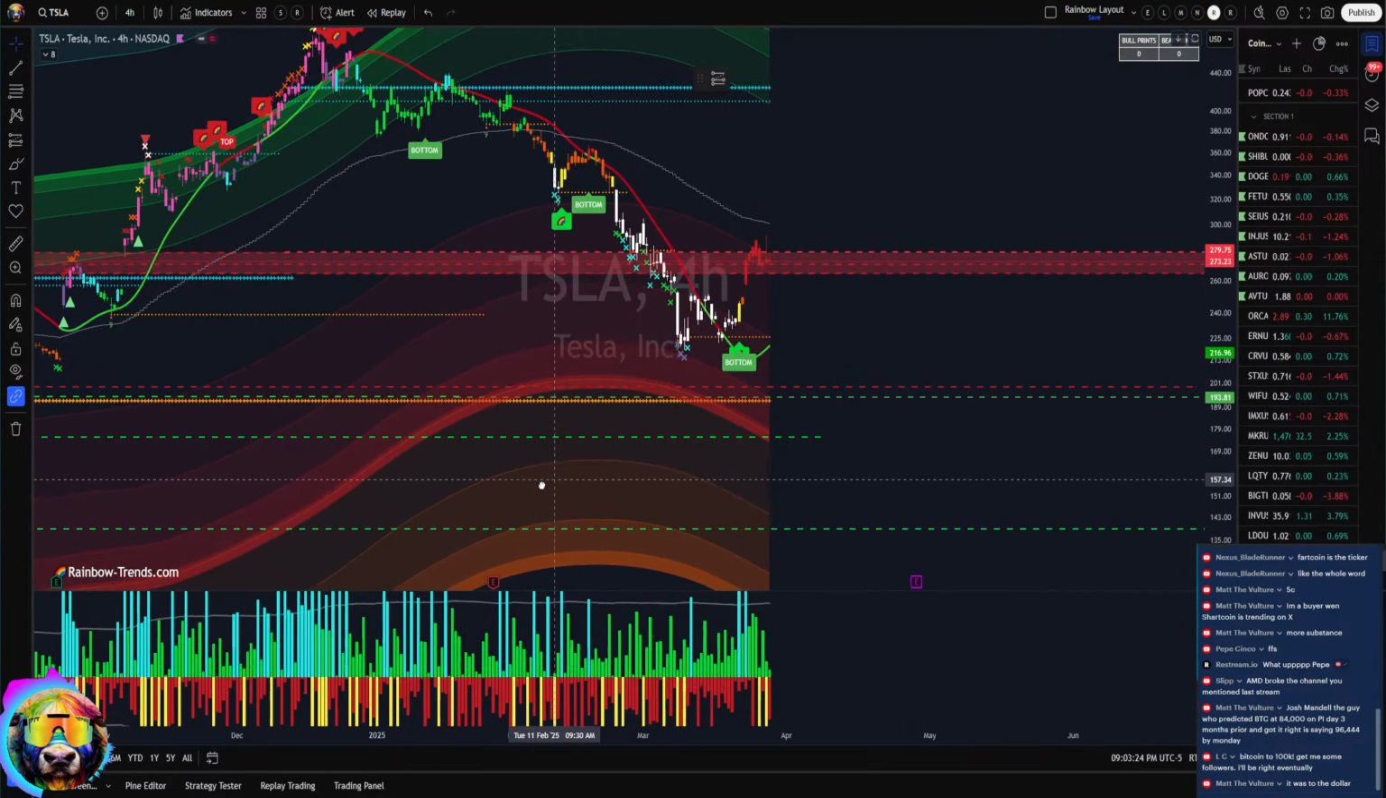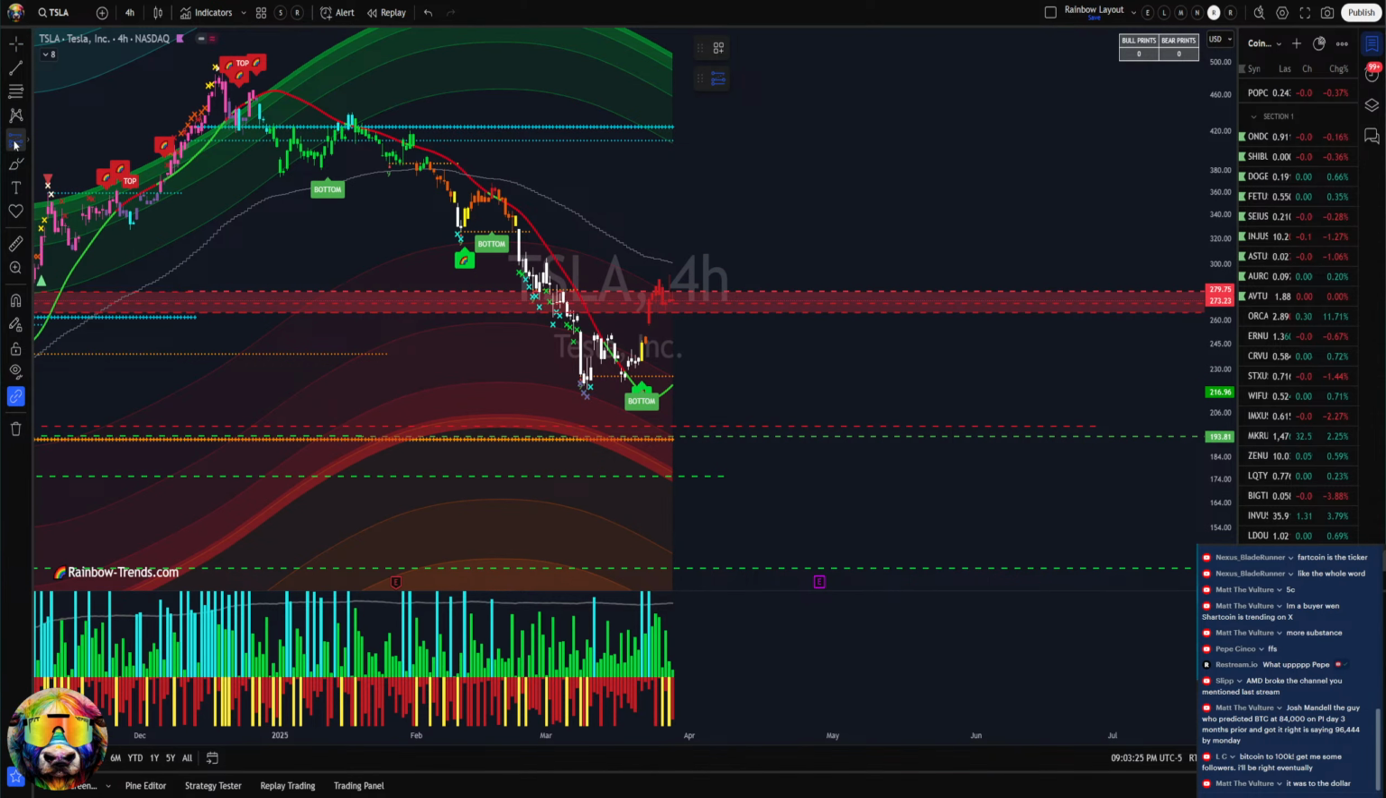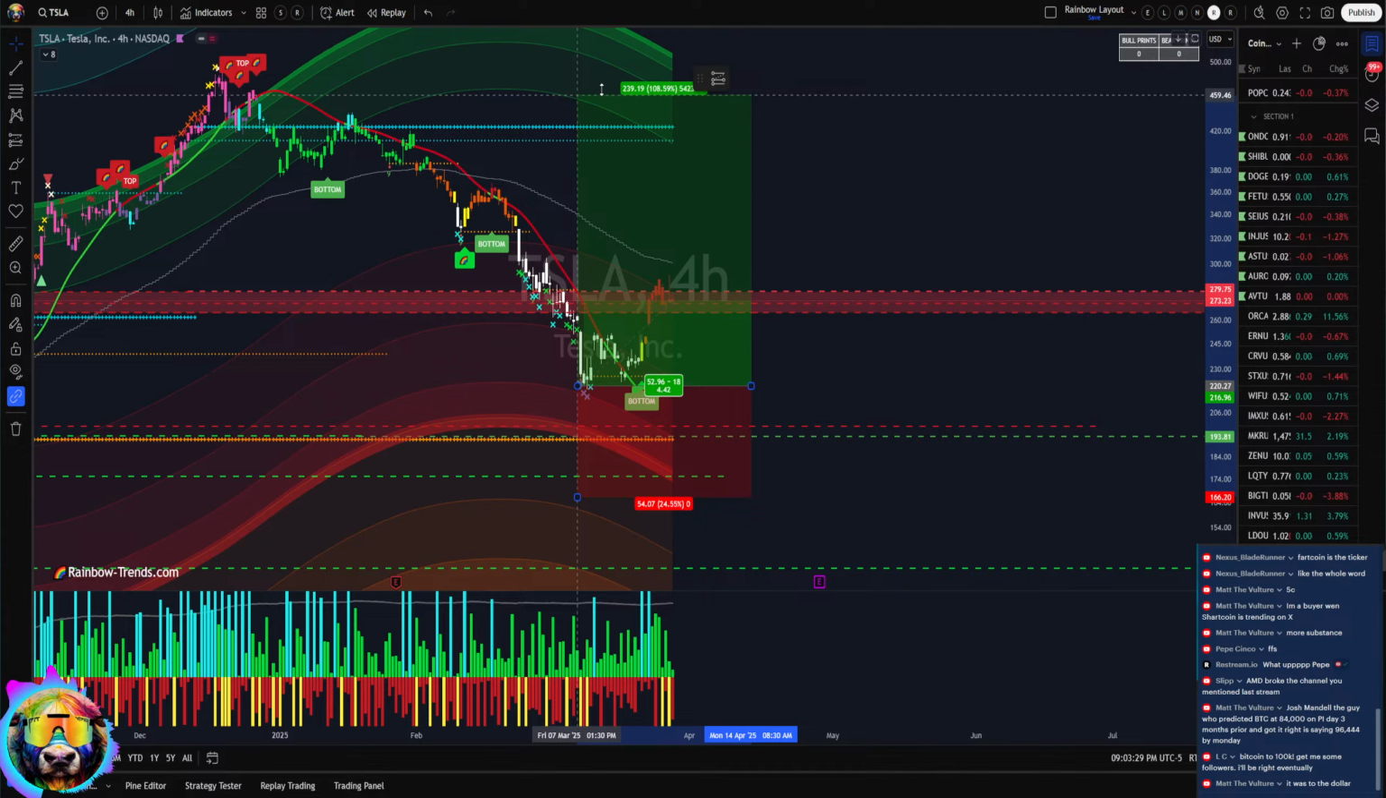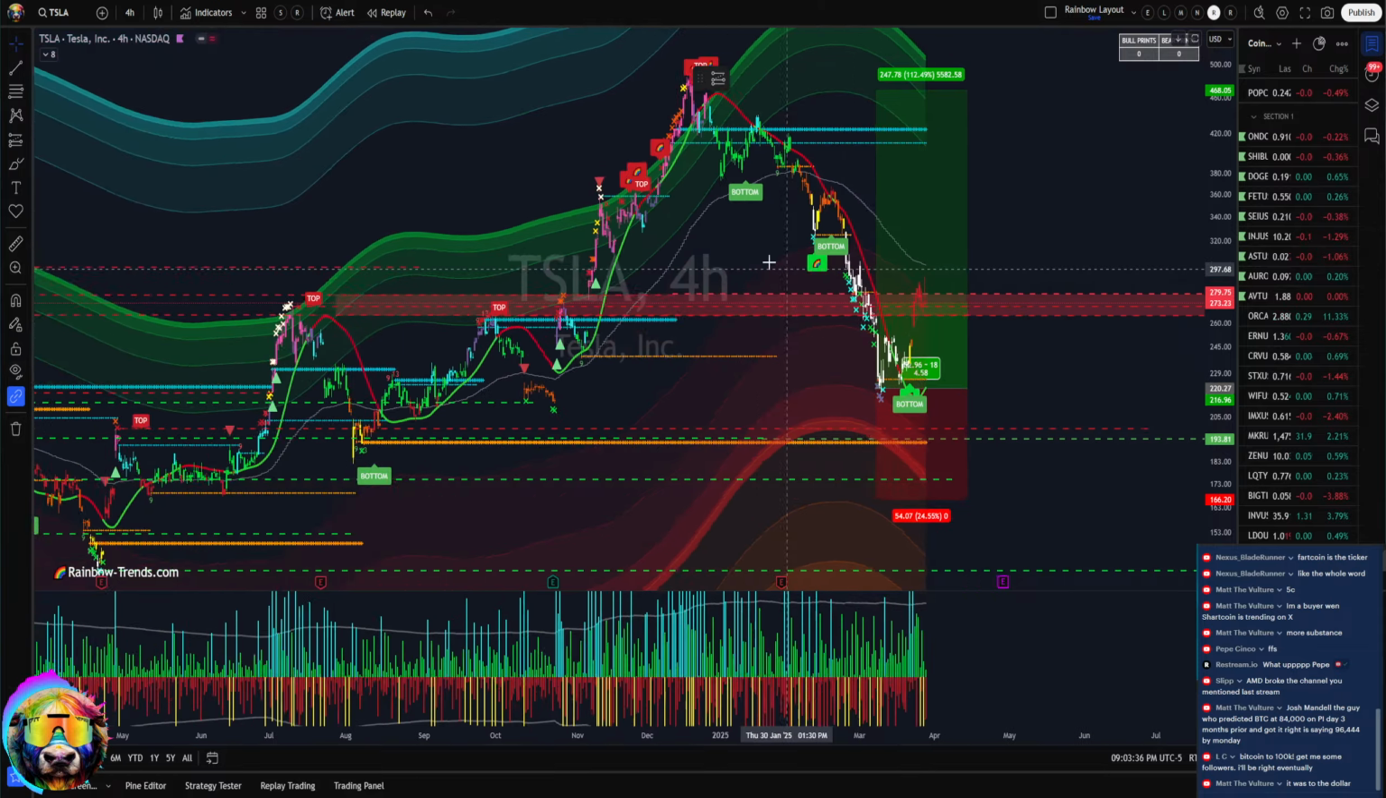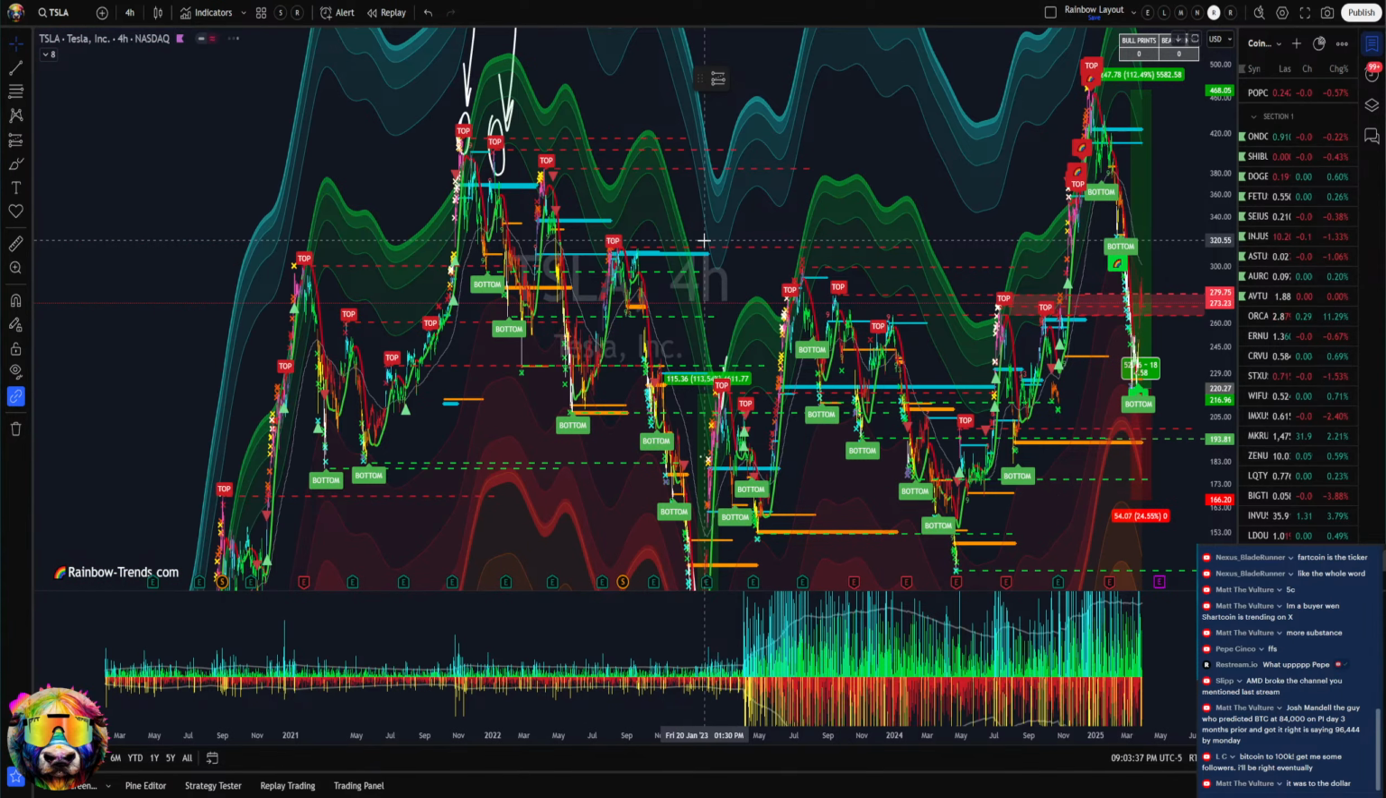So when we're talking here, we're talking Bitcoin. Sorry, we're talking Tesla. If we were to get a 113% move, you're basically talking about a move right back up to the all-time high. Not all-time high, but is it? It is the all-time high.